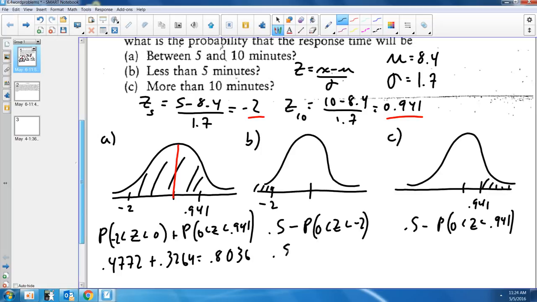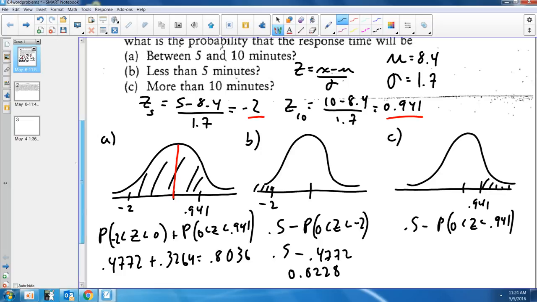Next, 0.5. Looking that one up, we already have that number, minus 0.4772, which will give you 0.0228, which means 2.28% chance of the cop showing up at 2.28. That the cop will show up in less than 5 minutes.